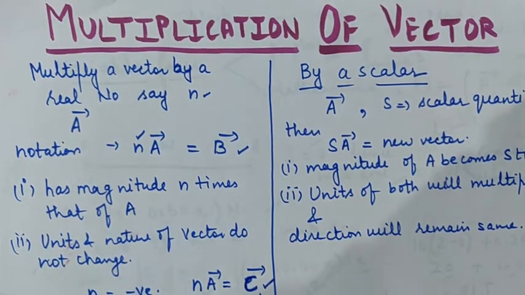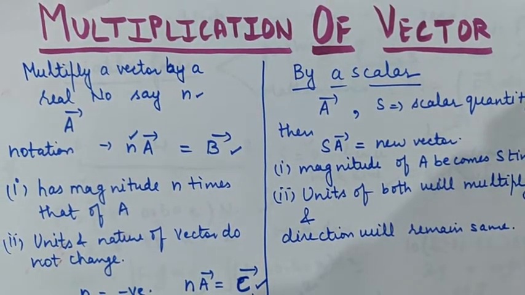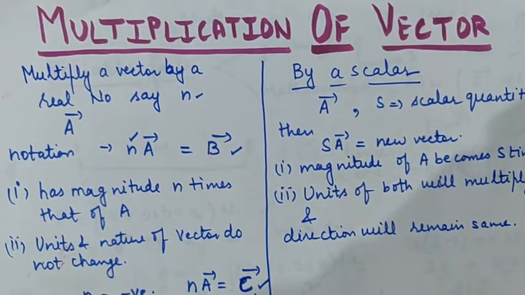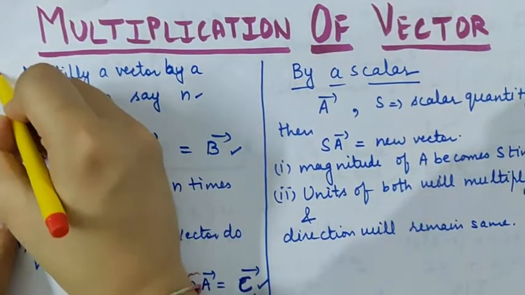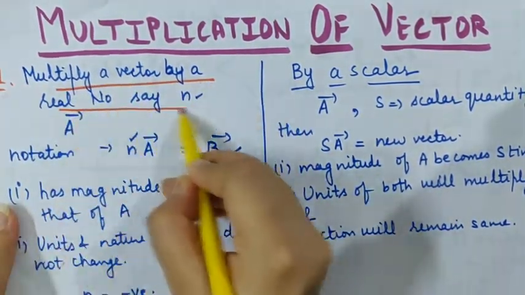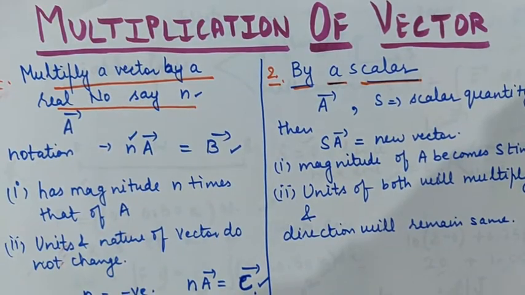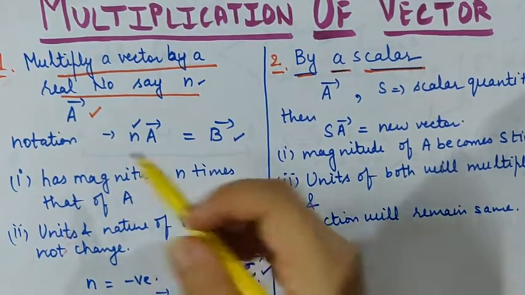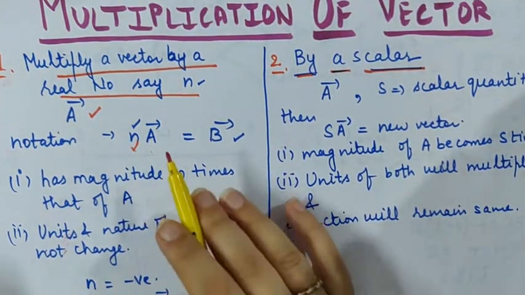Good morning, children. So the topic in continuation with the chapter called vectors is multiplication of a vector. This will not be a very big topic. In this we will be discussing what changes happen in the vector when a vector is multiplied by a real number, or if it is multiplied by a scalar quantity. Suppose A is a vector, and if we have to multiply A with some real number, say n is a real number, then nA vector will become a new vector.